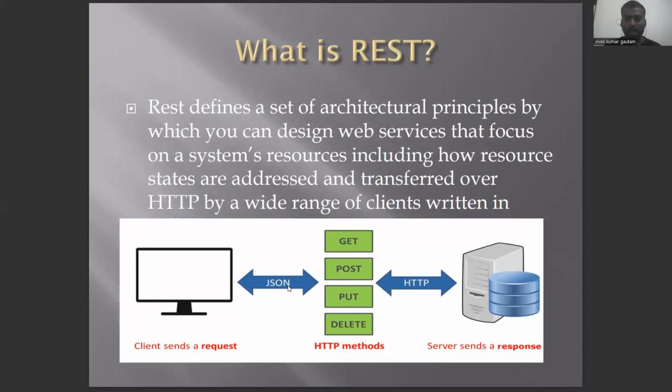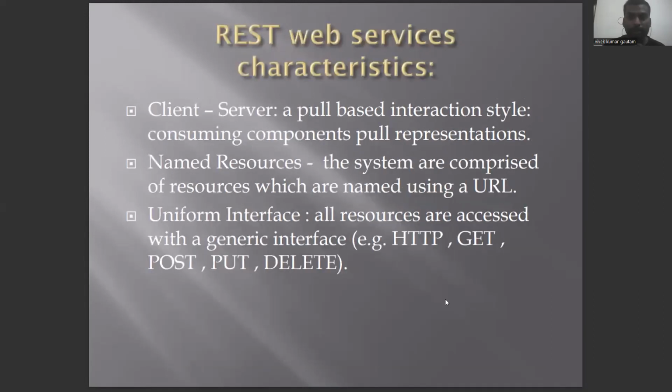JSON is a type of language, like HTML, that messages are written in. GET, POST, PUT, DELETE are nothing but HTTP methods. And this is the server. A server will respond according to the request of the clients.